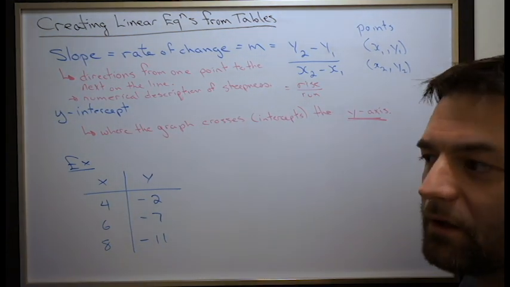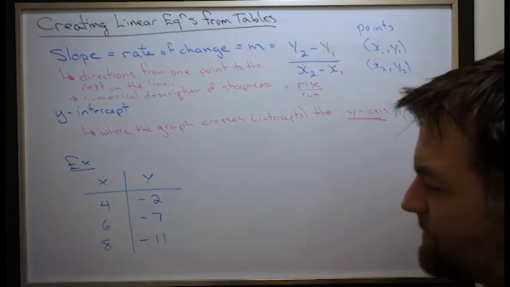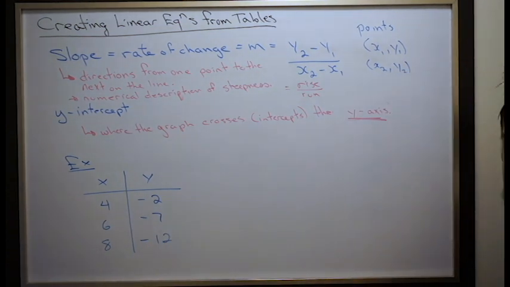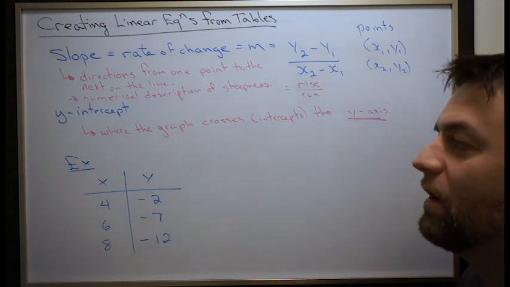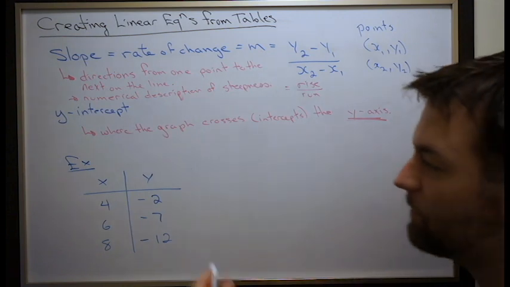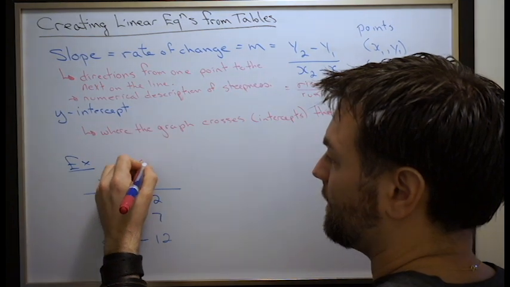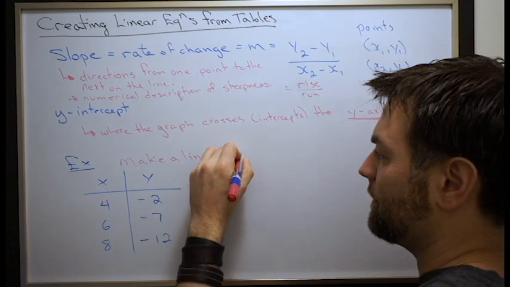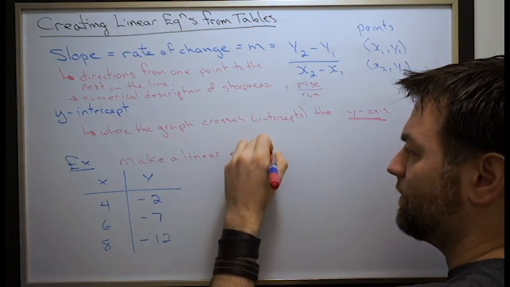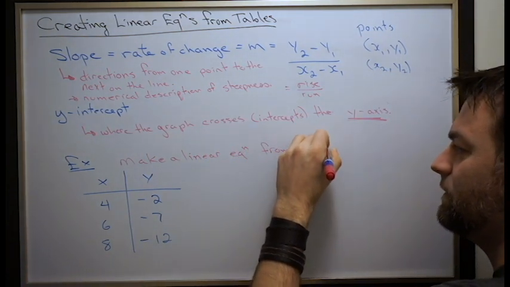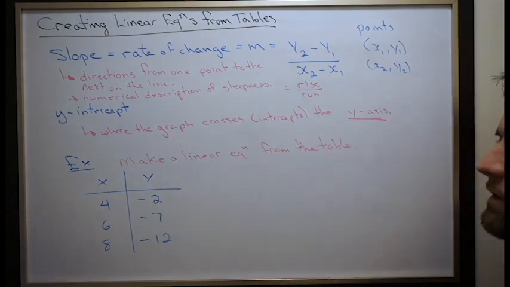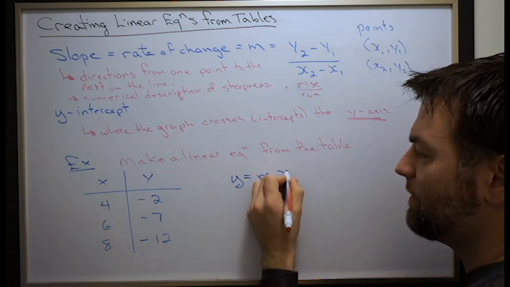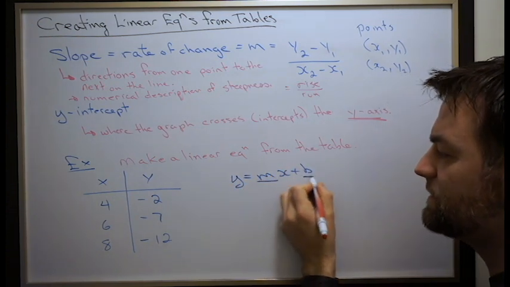So in this case here, sorry, this is -12. So in this case here, we need to find our slope, we need to find our y-intercept. So the question might be, make a linear equation from the table. A linear equation is y equals mx plus b. These are the two values we need.